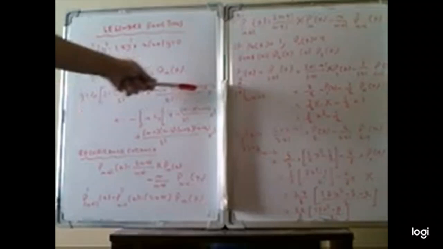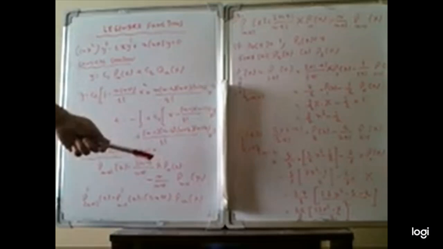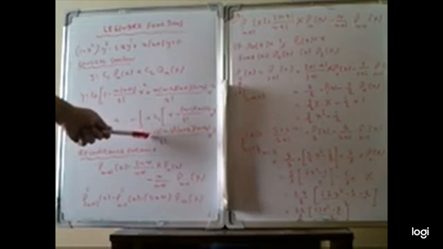So in this case, y can be calculated as c0 into 1 minus n into n plus 1 divided by 2 factorial x squared plus n into n minus 2 multiplied by n plus 1 multiplied by n plus 3 divided by 4 factorial x power 4 and so on, and c1 into x minus n minus 1 n minus 2 divided by 3 factorial x power 3 plus n minus 1 n minus 3 n minus 2 n minus 4 divided by 5 factorial x power 5. So this is for the generalized equation.